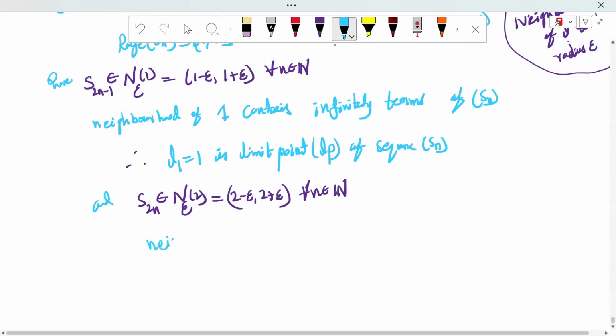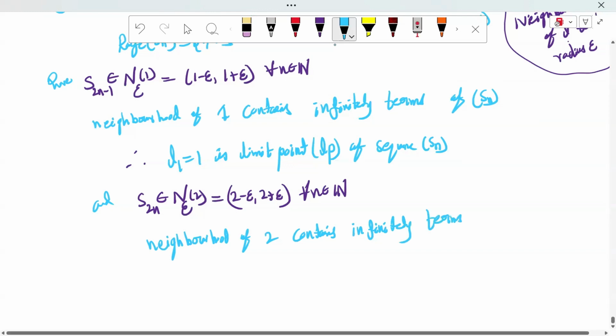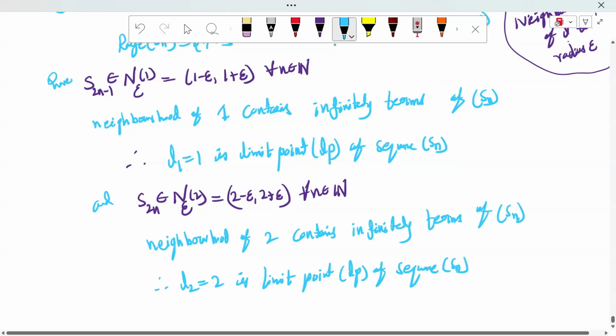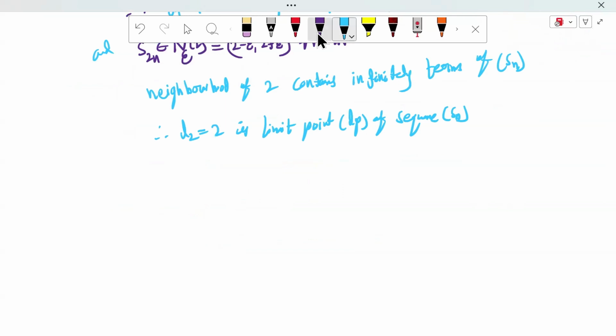అంటే neighborhood of 2 contains infinitely many terms. జాగ్రత్త వినండి సార్, దీని తర్వాత అసలు డెఫినేషన్స్ వస్తాయి. Sequence SN అనేది infinitely many terms కలిగి ఉంది కాబట్టి therefore L2 is equal to 2 is limit point of sequence SN. Therefore limit points ఏమైతాయి సార్, ఈ సీక్వెన్స్ కి లిమిట్ పాయింట్స్ ఏమేమైతాయి సార్.